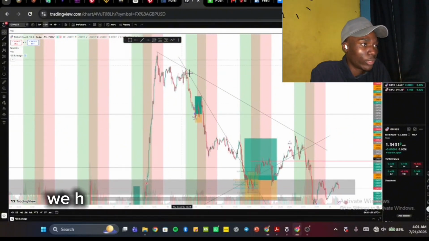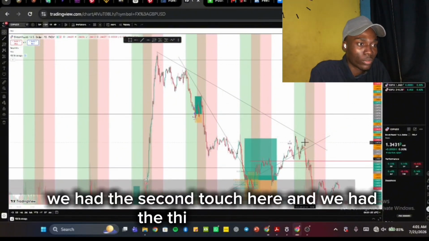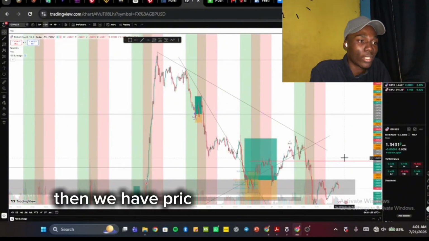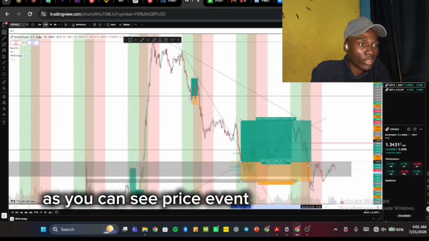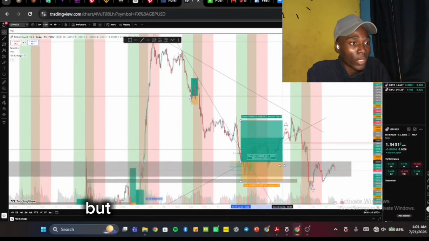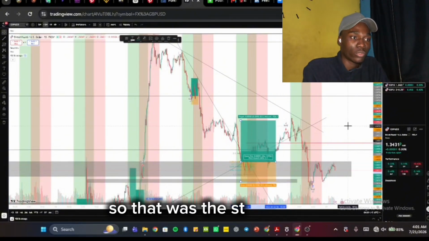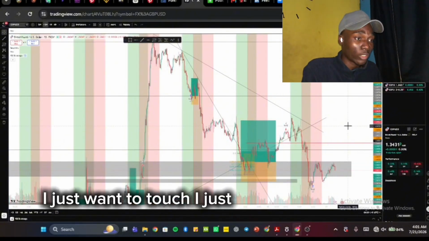We had the first touch here, the second touch here, and the third touch here. Then we have price come down. But I was stopped out here on break even. As you can see, price eventually went for full take profit, but we were out of the trade already. So that was the start of that. I just wanted to touch on that.